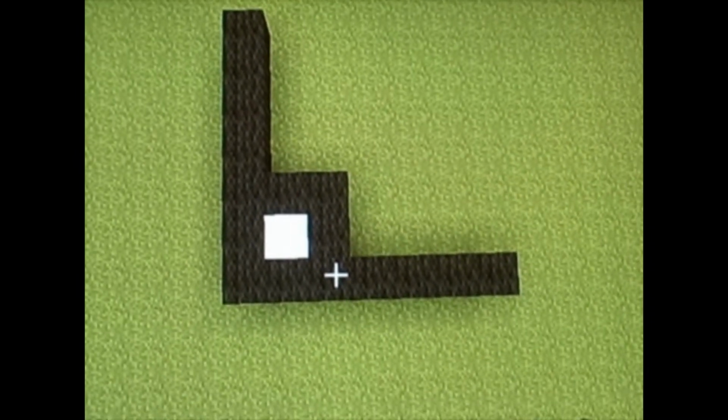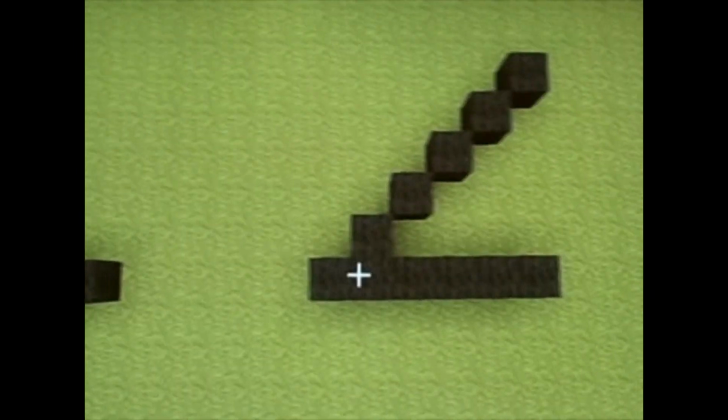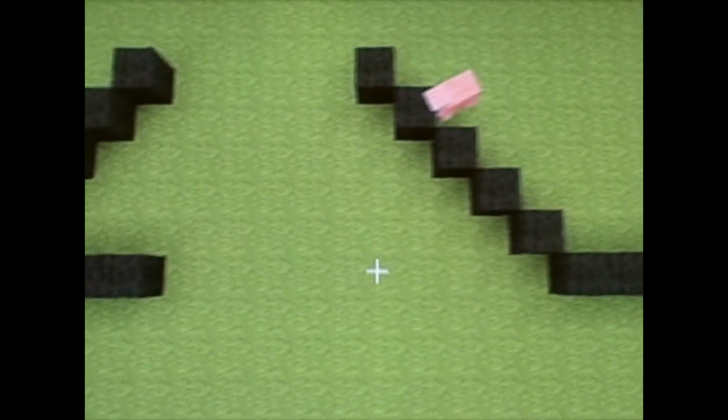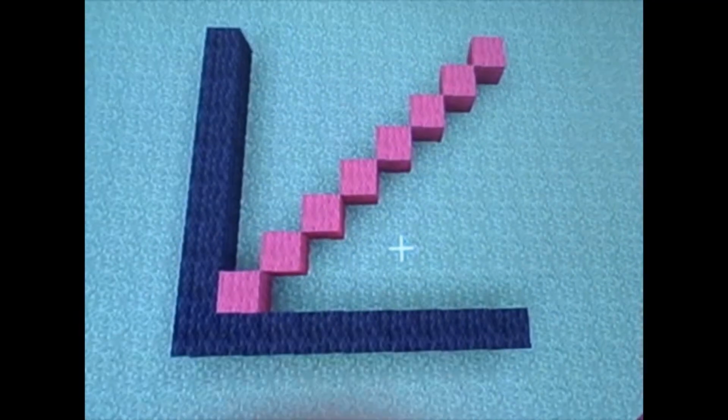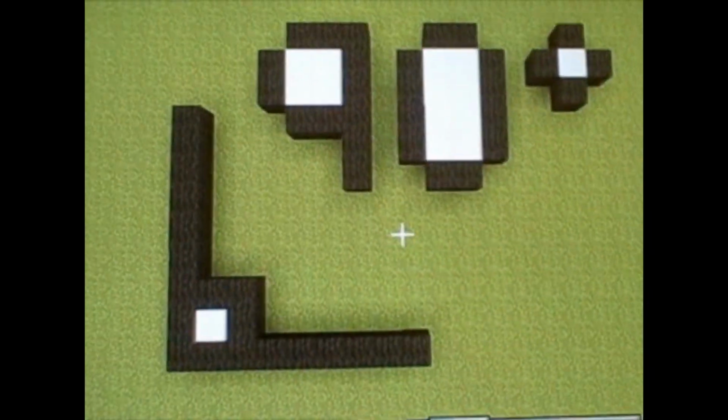An angle consists of two different rays with the same endpoint. The rays are the sides of the angle. The endpoint is the vertex of the angle. There are three different types of angles: acute, obtuse, and right.